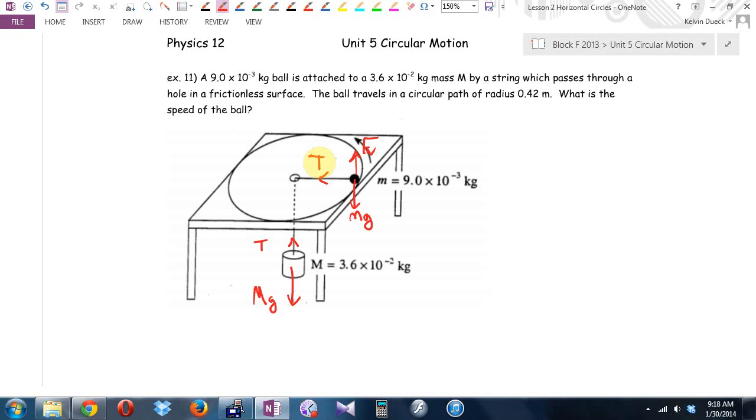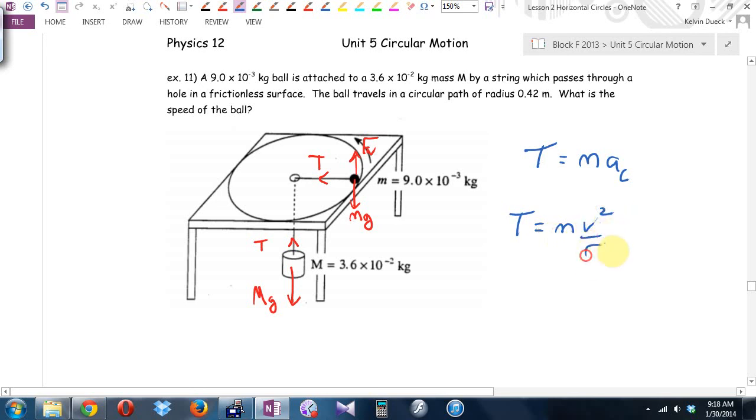Who's winning? Tension equals mass times centripetal acceleration. Tension equals m, and since they want me to find the speed, I better use the one that has speed in it, v squared over r. Do I know the radius? Yeah. Do I know tension? No. Well, what haven't I used yet?